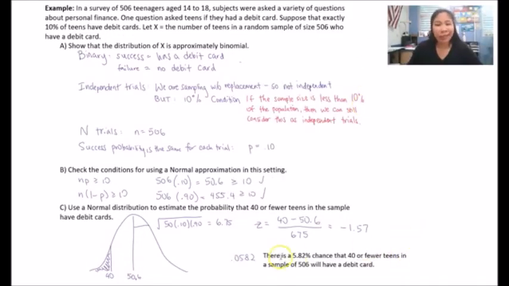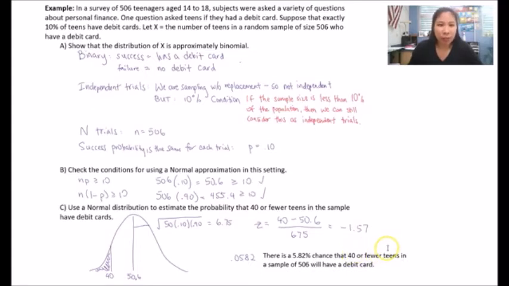So in words, there is a 5.82% chance that 40 or fewer teens in a sample of 506 will have a debit card. And that's it. So this problem we did using a normal curve. This also would have worked if we had used binom CDF, because we are adding numbers from 0 all the way up to 40, because it asked for 40 or fewer.